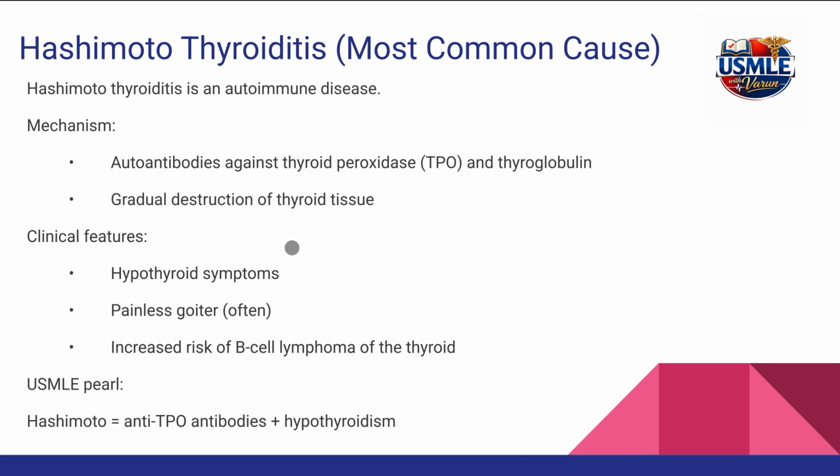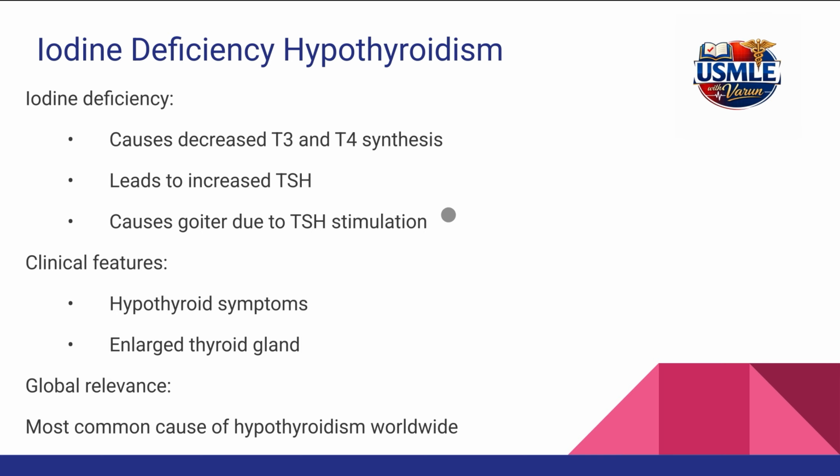Hashimoto thyroiditis is an autoimmune condition with anti-TPO antibodies, painless goiter, and increased risk of thyroid lymphoma. It is an autoimmune disease with autoantibodies against thyroid peroxidase and thyroglobulin. There is gradual destruction of thyroid tissue. There are hypothyroid symptoms, painless goiter, and increased risk of B-cell lymphoma of the thyroid. Anti-TPO antibodies plus hypothyroidism.